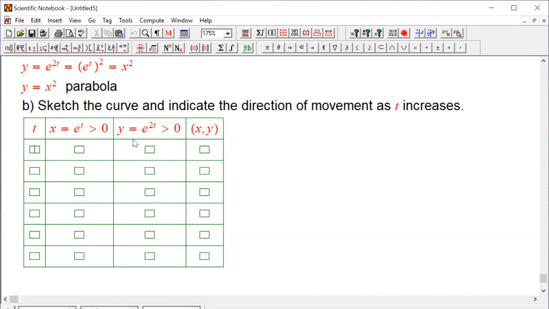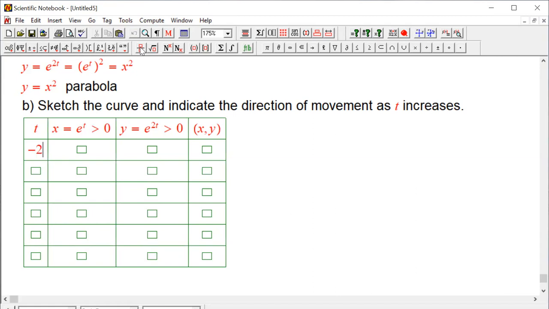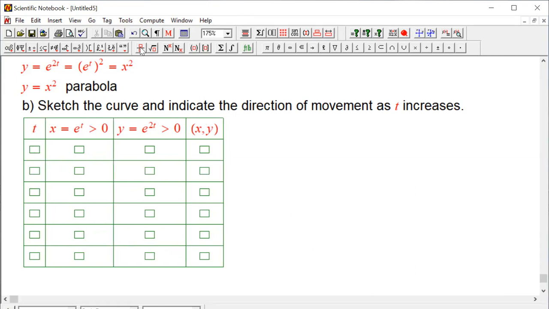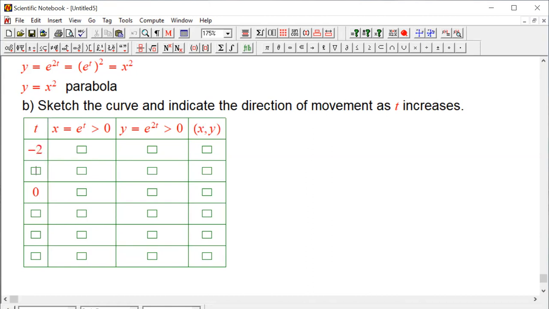So at t equals 0, what do we get? Well, t actually can be any real number. Time can be any real number, it's just a relative term. So we start from 0, and we come back to t equals -1, -2.